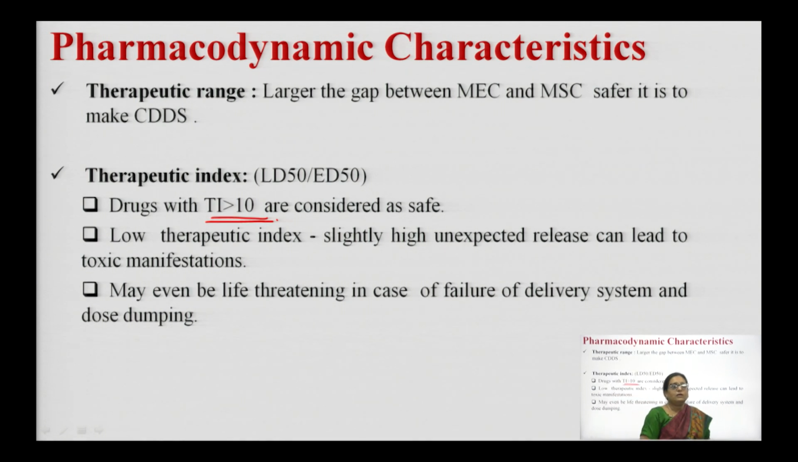they have got a lesser safety margin, and as a result, even if there is slightly high unexpected release from the dosage form, they can lead to toxic manifestations. This may become even life threatening in case of failure of delivery systems and dose dumping, or if the drug happens to be a potent drug. The therapeutic index has to be borne in mind while formulating or selecting a drug candidate for making controlled drug delivery systems.